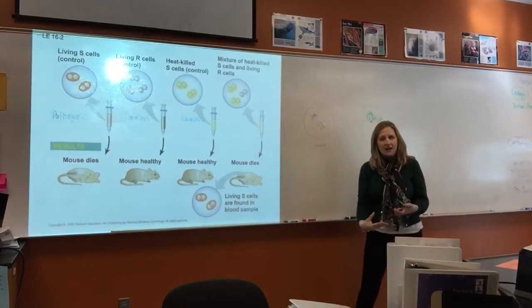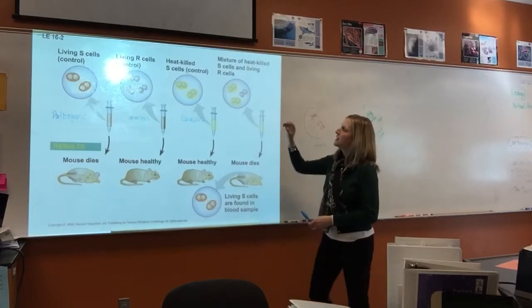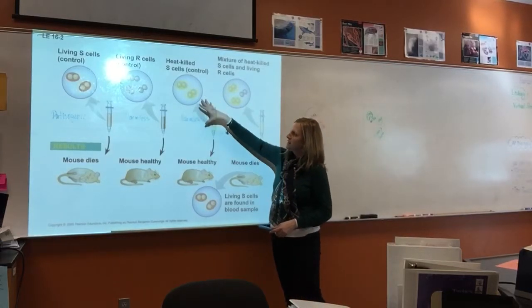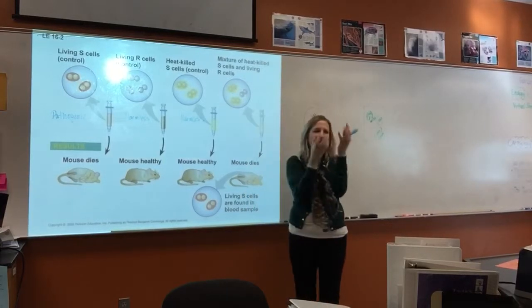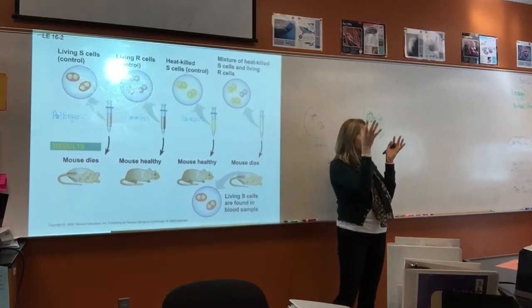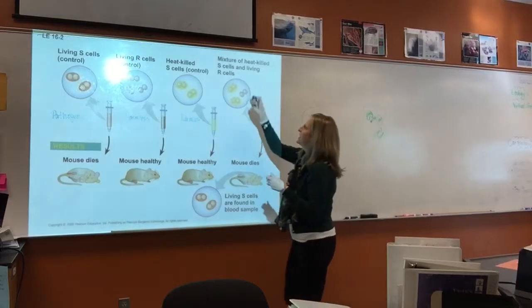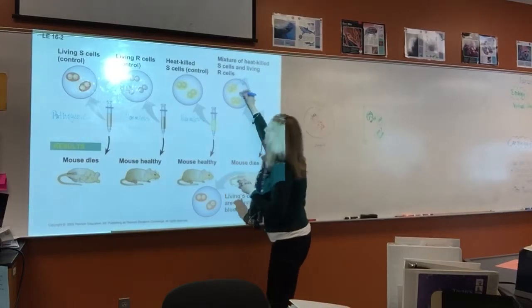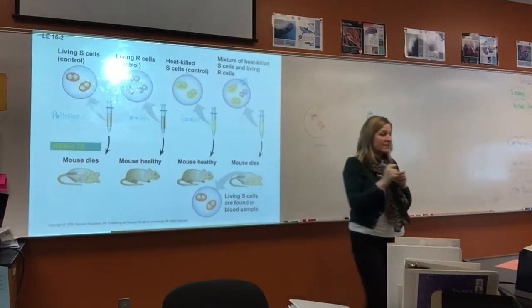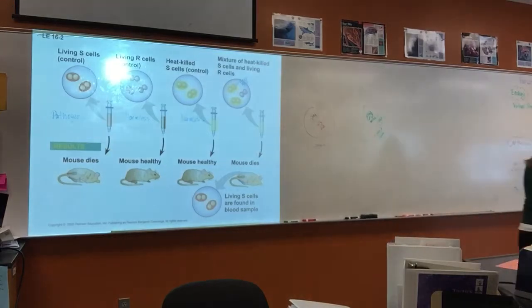And upon further study, what he found out is that when he heat killed these S cells, so that they're harmless, in the solution, in the heat killing process, it kind of can denature the cell a little bit, and some of the DNA can leak out. So therefore, you have the S cell DNA floating around, all right, not contained in those heat-killed cells.